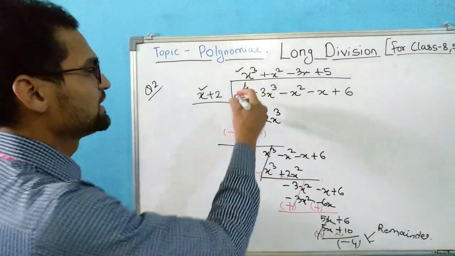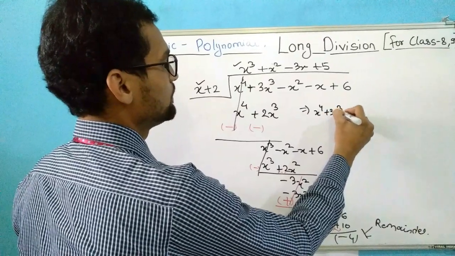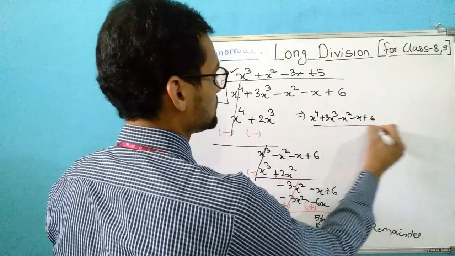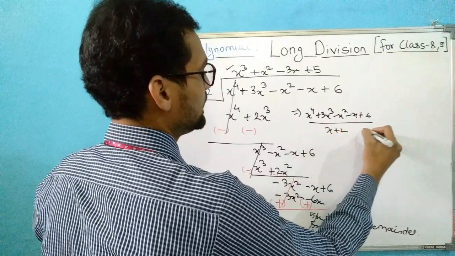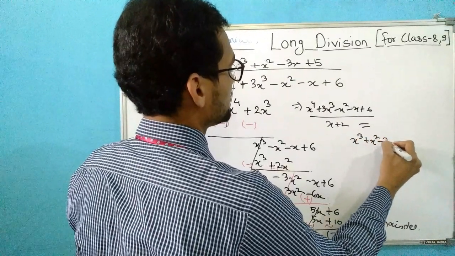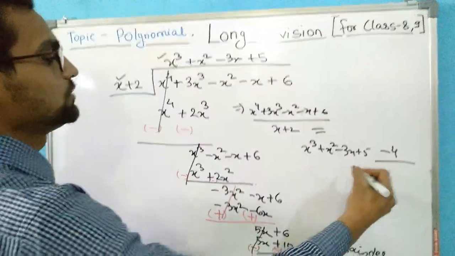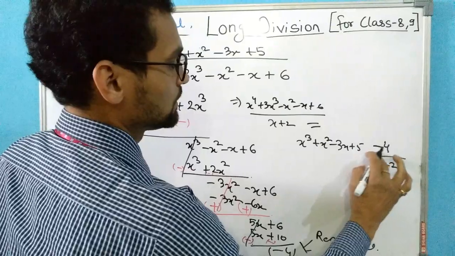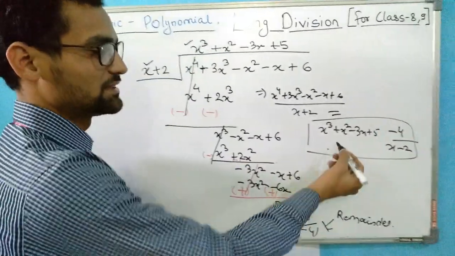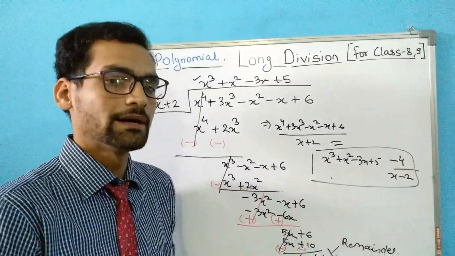So we can write this term as x to the power 4 plus 3x cube minus x square minus x plus 6 upon x plus 2 is equal to x cube plus x square minus 3x plus 5 minus 4 upon x plus 2. Okay, we can write like this because this is the quotient and this is the remainder. So remainder upon what we are dividing. Okay, this will be our answer.